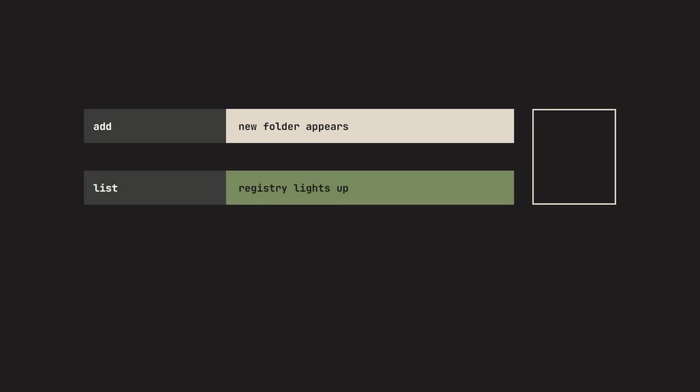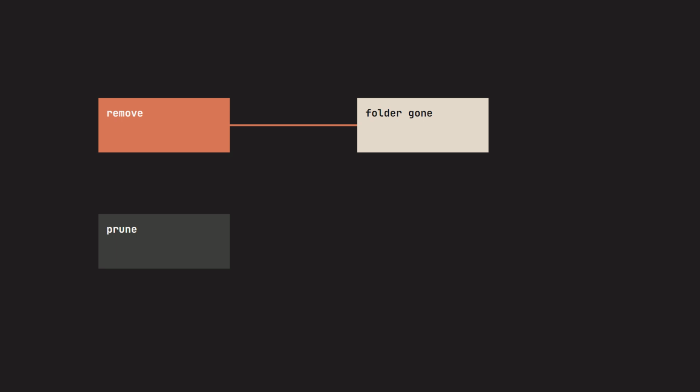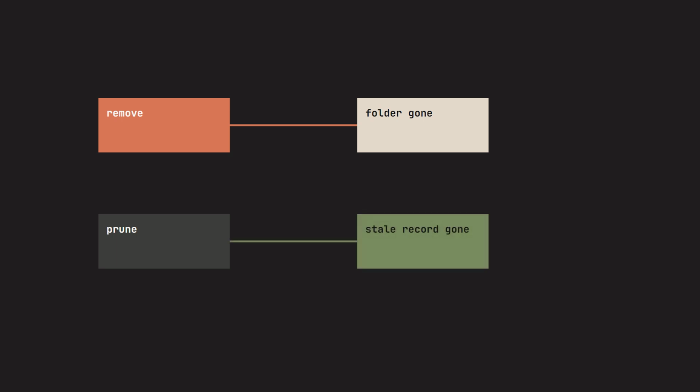You can add a linked worktree with git worktree add, inspect active worktrees with git worktree list, remove one with git worktree remove, and clean stale administrative records with git worktree prune. Those commands might seem simple, but they expose a deeper Git model that is worth understanding before you make them part of your daily workflow.